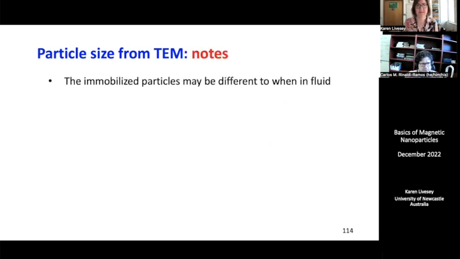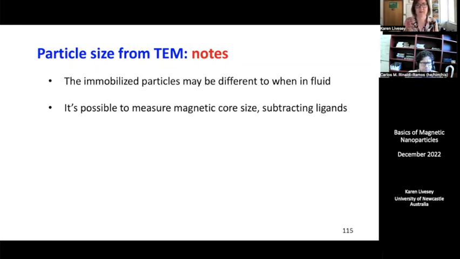Okay. Now, some notes on extracting particle size from TEM. Firstly, the immobilized particles may be different to when they're in fluid. I think this is a little bit of an unknown. When we immobilize them, do we fundamentally change, for example, the structures that they're sitting in? And obviously, we're only measuring 2 dimensions by having this 2-dimensional image. We don't know what the particles are doing in the third direction.